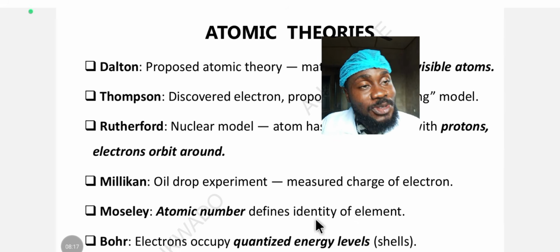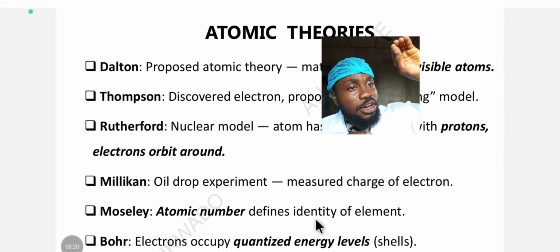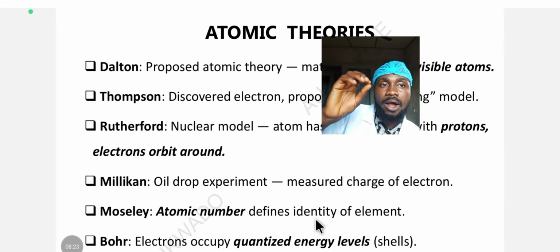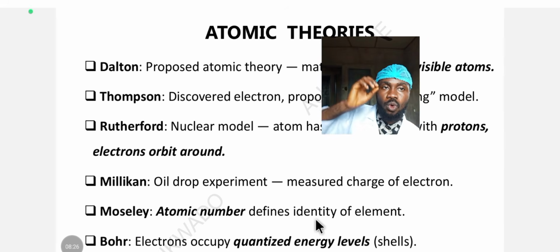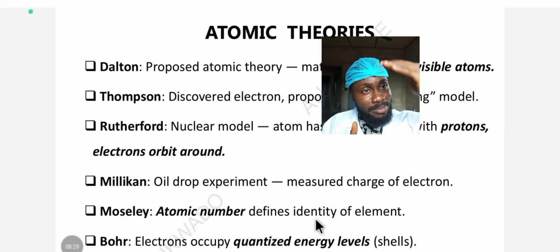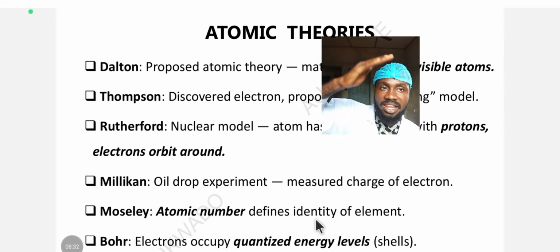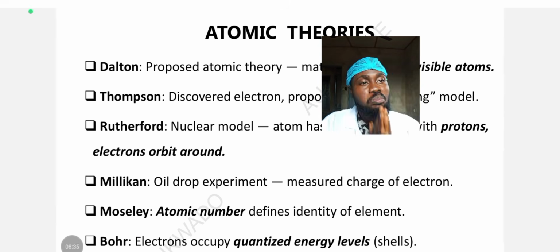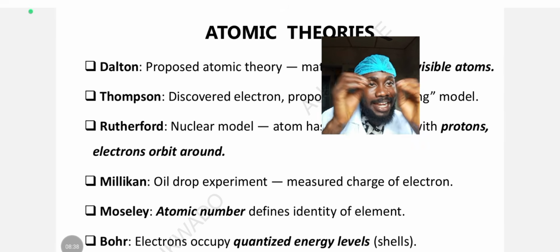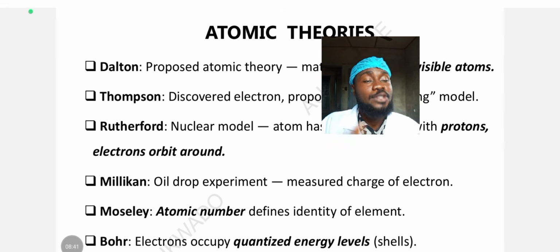That's the shell. So Bohr said that electrons occupy various quantized energy levels. This one might occupy a higher energy level, this one might occupy a lower energy level, like the shells K, L, M, N, O. Different levels, KLMNO. That's what Bohr postulated, that atoms are made of electrons.